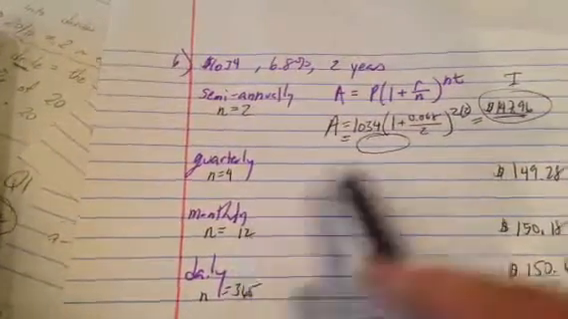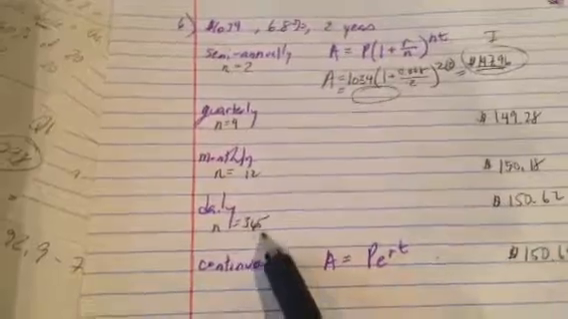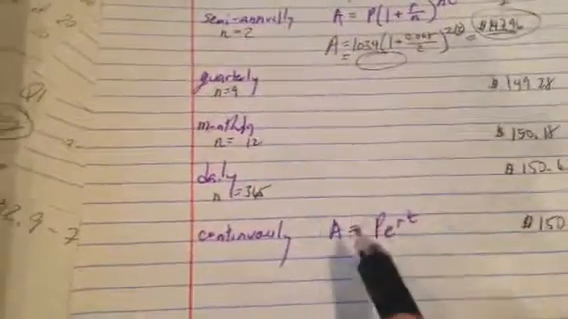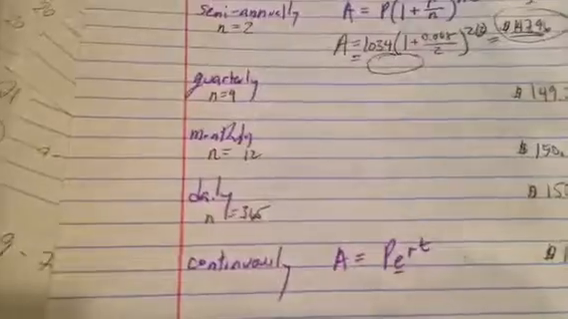So if it's quarterly, the n is 4 here and 4 there. Monthly, the n is 12. Daily, the n is 365. Continuously, though, that's not even every minute, every second, every millisecond, just continuously. That's where this little awesome number e comes up.